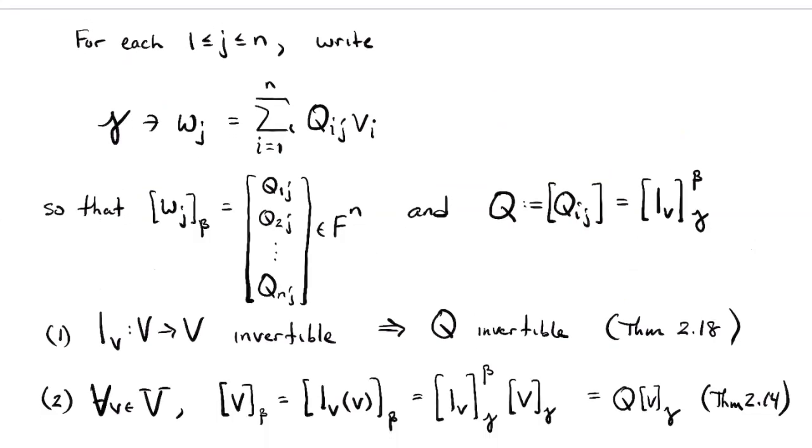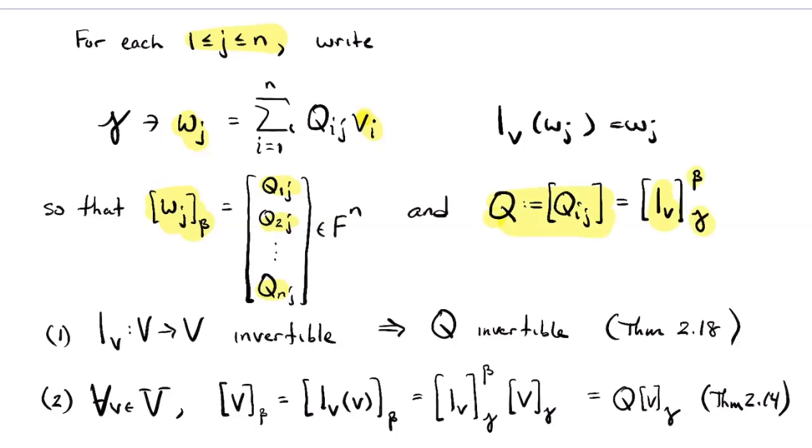So here's how we're going to go about it. Take any j between 1 and n. Let's look at the jth basis vector in the gamma basis and write it as a linear combination in the beta basis. So what am I saying? I'm saying let's find the beta coordinates of wj. I've called them q's: q1j, q2j, and so on. Those are the coordinates of wj in the beta basis. And certainly if I take the identity map on V and apply it to wj, I'm going to get wj back. So by definition, the matrix of that identity map in the gamma and beta bases is this matrix with these entries qij. I'm going to call that matrix Q.